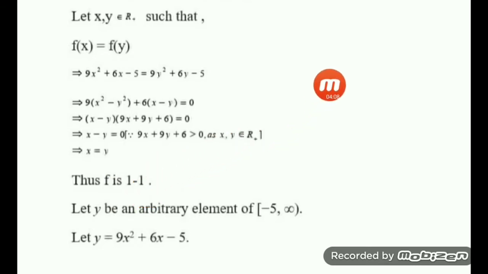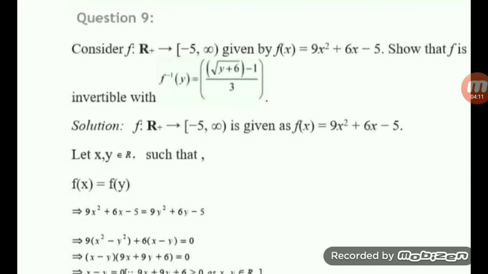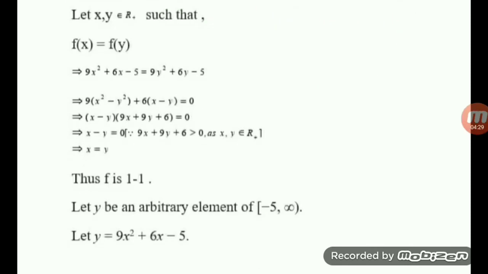After that, our aim is to consider what? f is onto. For onto, we have to take an element in the codomain. That is y. How to take y? In all questions, the same procedure we have used. Y, you replace f(x) by y. y is equal to then means what? 9x square plus 6x minus 5. After that, from that, this one is written. Let y be an arbitrary element of this. Let y equal 9x square plus 6x minus 5.